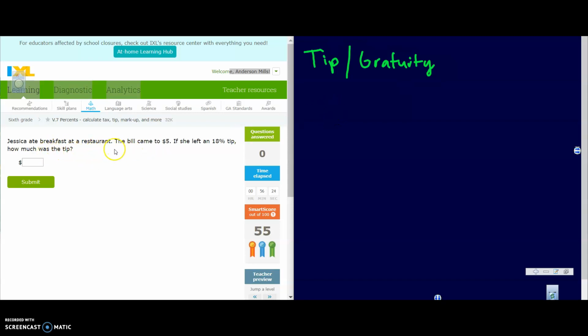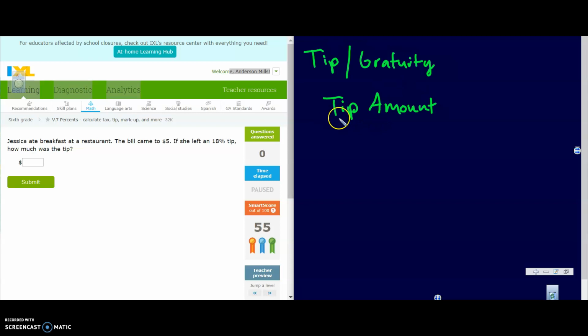Jessica ate breakfast at a restaurant. The bill came to $5. If she left an 18% tip, how much was the tip? Here they're asking for the tip amount. Just like with markup and with tax, they can ask us for the tip amount, or another type of question they might ask us is how much are we going to pay, including tip. But here, in this problem, we're just focusing on the tip amount.